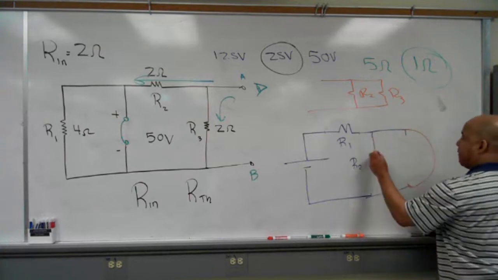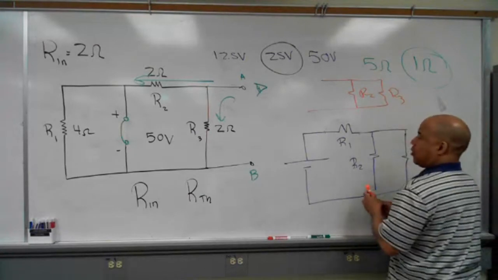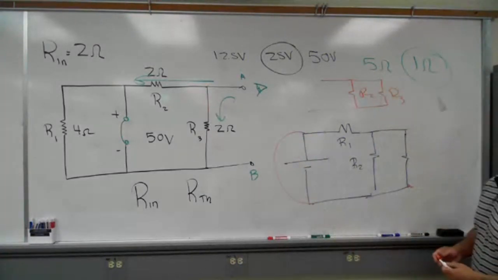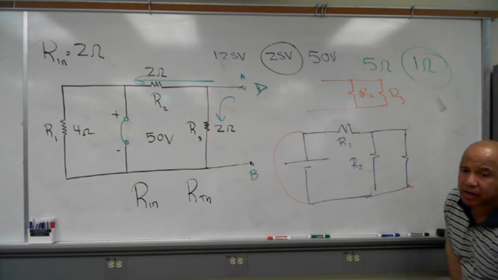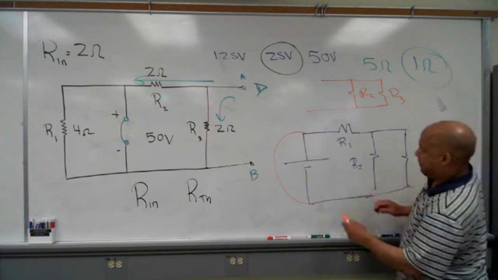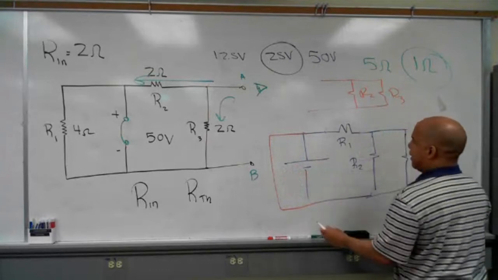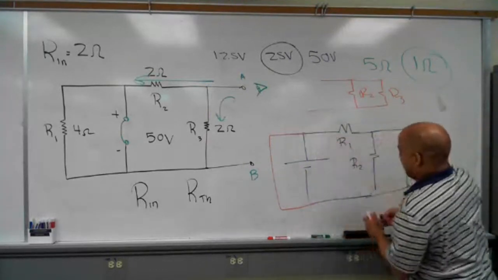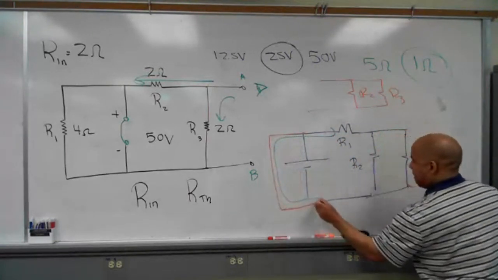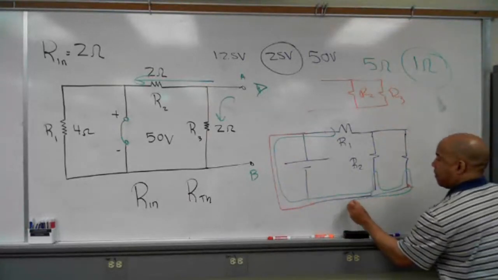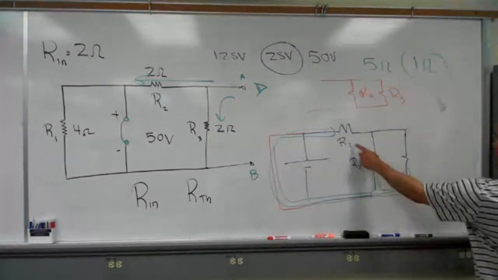If I have the short over here, now what happens? How much resistance is in the circuit? Sam says zero, and Sam is correct. Remember I said to think of this as a parallel branch right here. This is a parallel branch, right? So basically all of this, and I hope you can see the green, all of this is shorted out.